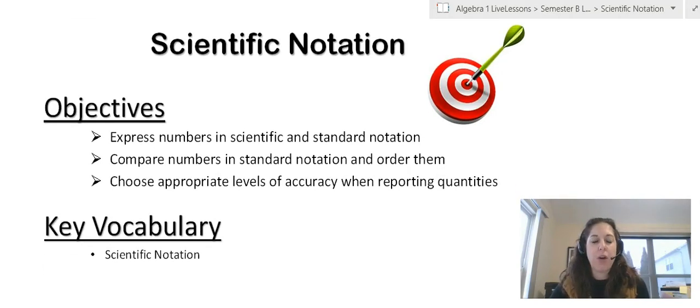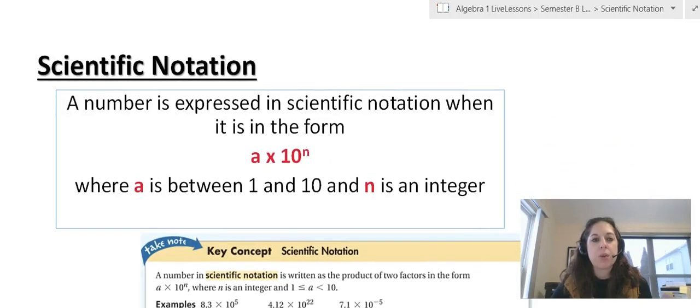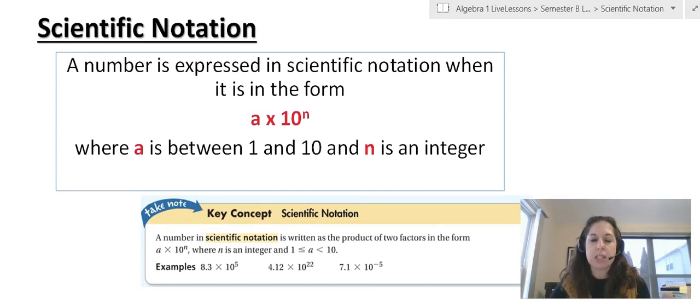This video is going to go over how to express numbers in scientific and standard notation, how to compare numbers when they're written in scientific or standard notation, and then choose the appropriate level of accuracy. So scientific notation, basically what it is, a lot of mathematicians and scientists use it to express numbers that are either really large or really small in this shorthand form of using powers of 10.